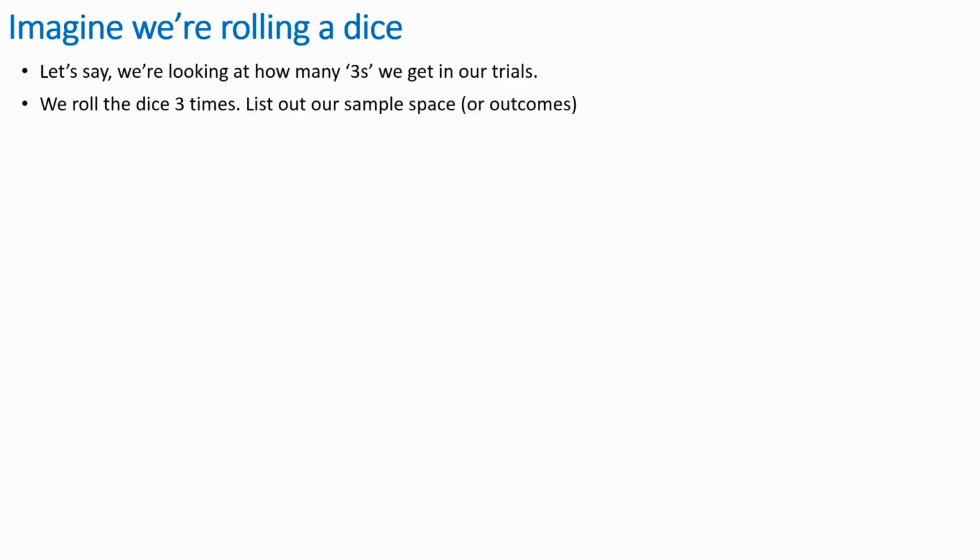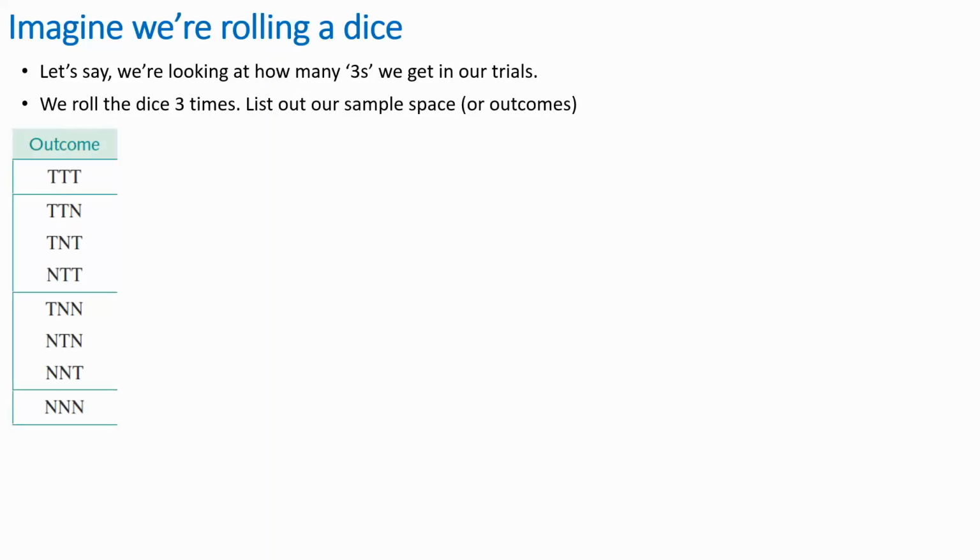Now, this is without any knowledge of binomial distribution or Bernoulli sequences. What you would have done is say, okay, I'm going to roll it 3 times, and I want to list out the sample space of how many times I get my threes. This is what it would look like. Let T be the event to see a 3. So how many times do you see a 3?